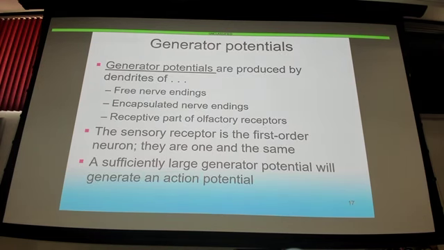So if we look at generator potentials and where we find those used, it's going to be all of our general senses. Free nerve endings, encapsulated nerve endings, the receptive part of the olfactory receptors. We'll leave that alone for now, but we'll get back to that. So in this case, if we're getting generator potentials and it's free nerve endings, the sensory receptor is the first order neuron. And if you have a large enough generator potential, you will get to an action potential.